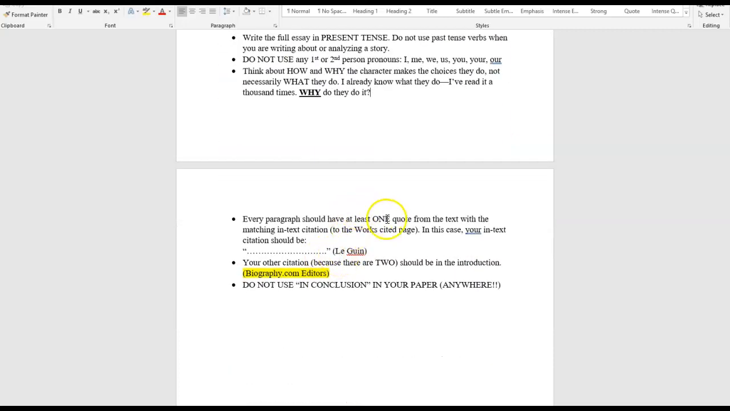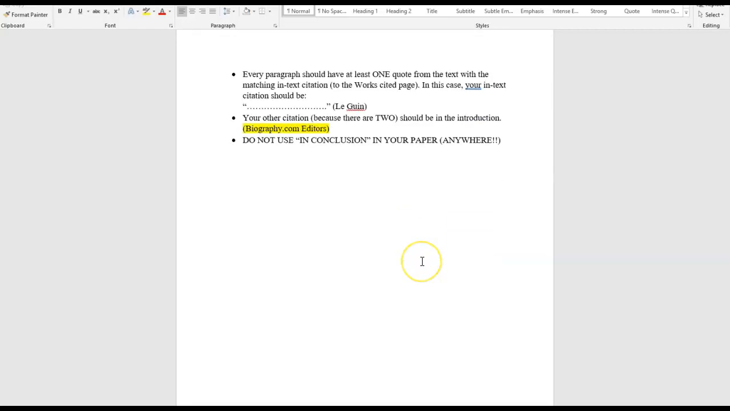Every paragraph should have at least one quote from the text with a matching in-text citation to the works cited page. In this case, your in-text citation should be Le Guin in every body paragraph. It should be biography.com editors in your introduction. And again, please do not use in conclusion in your paper.